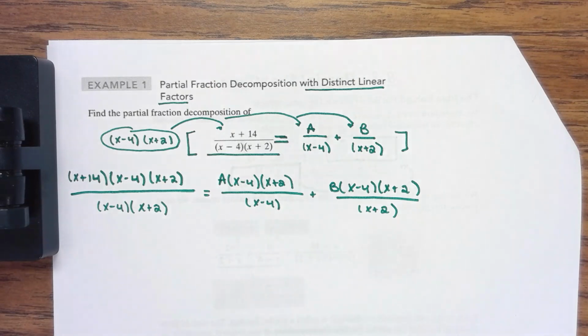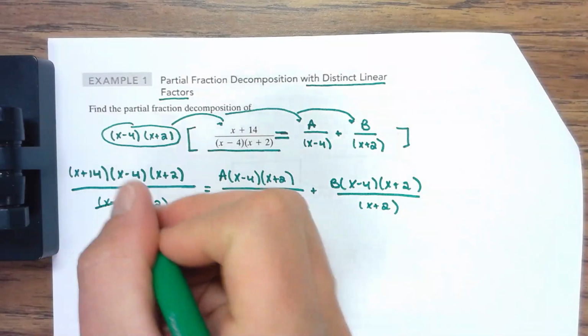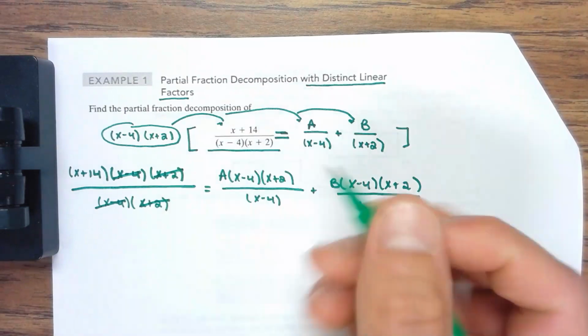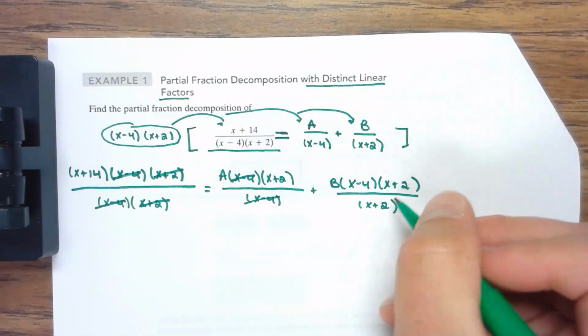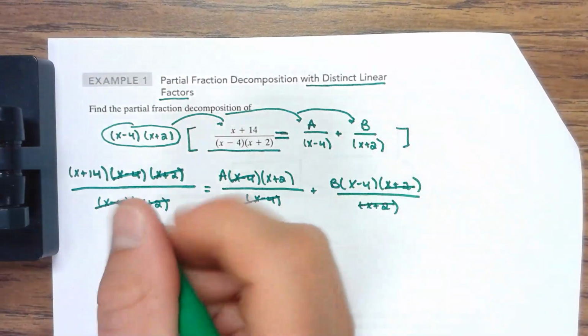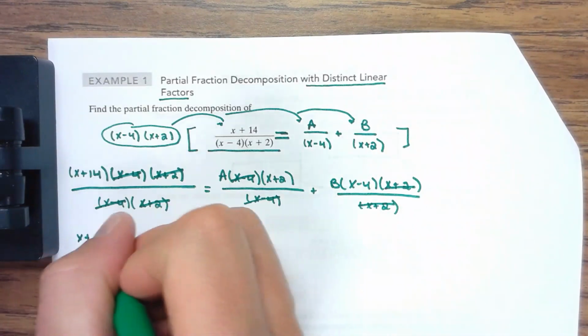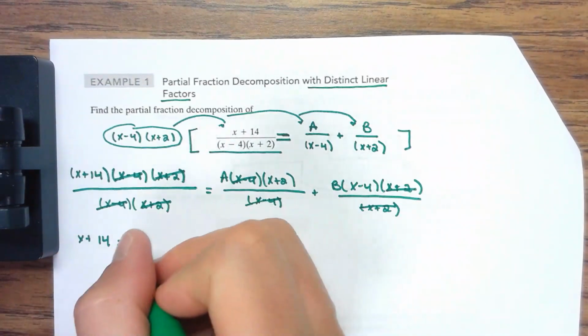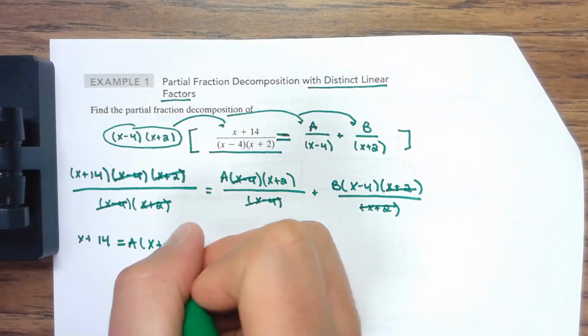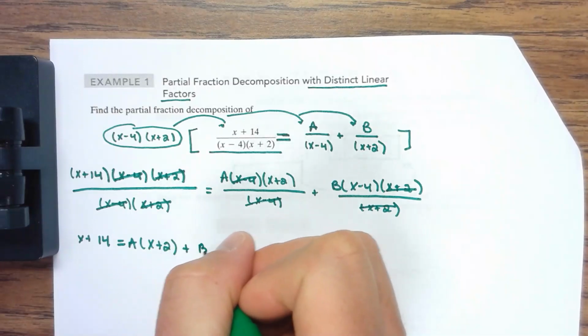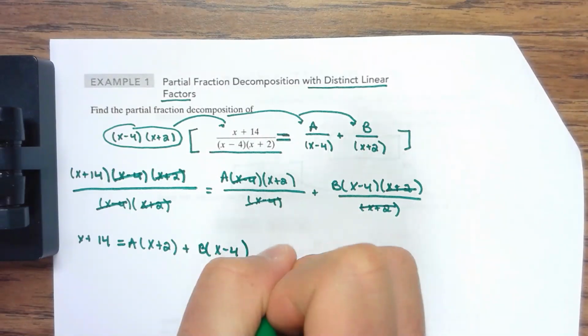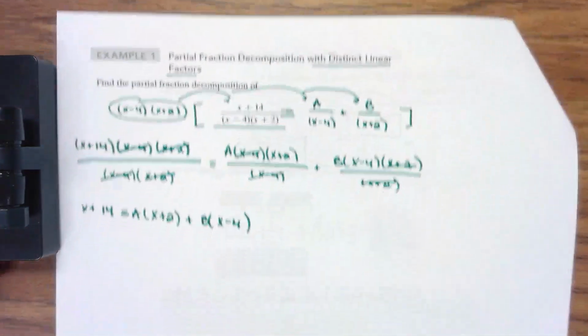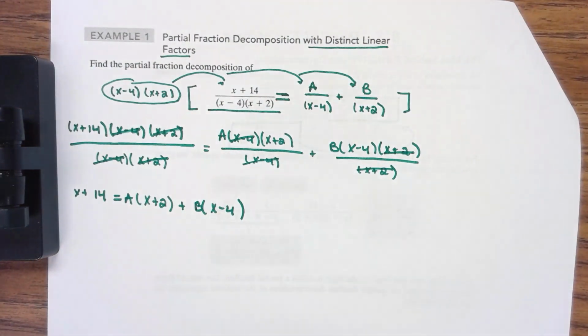And again, the reason we did this is because now all of these denominators will go away, giving us x plus 14 equals a times x plus 2 plus b times x minus 4. So we've got rid of the rational part. It's not rational anymore. I guess technically it's linear.